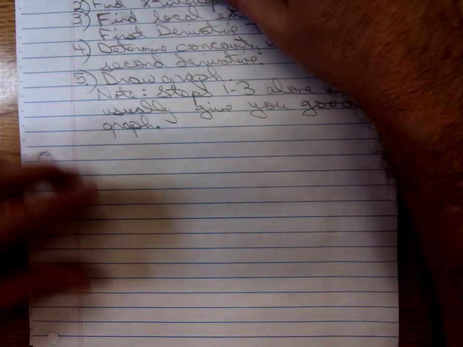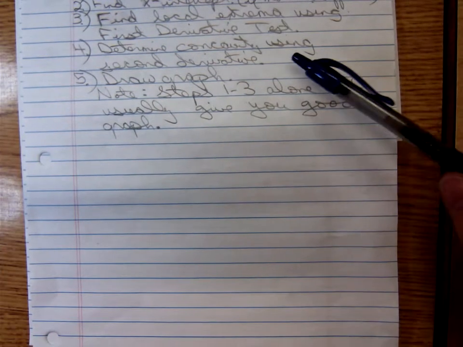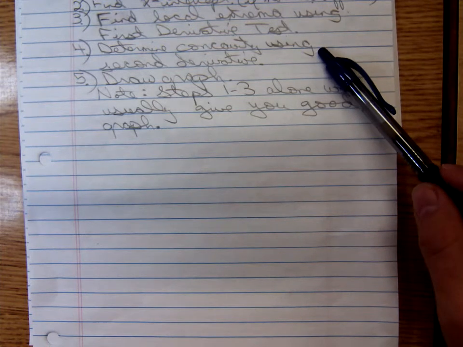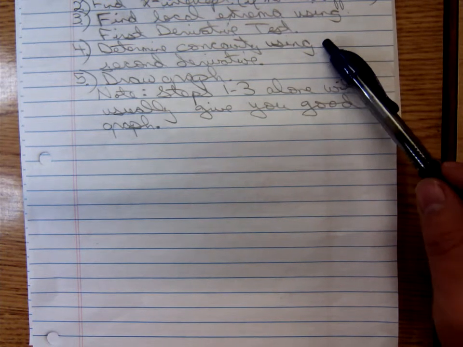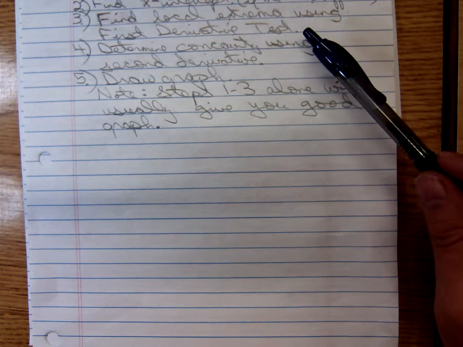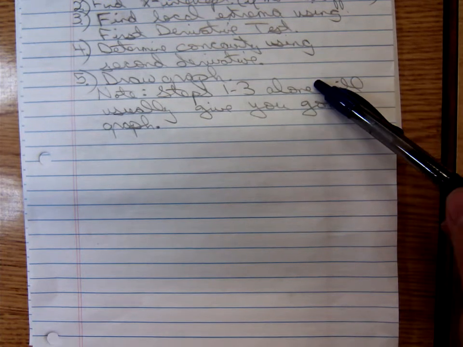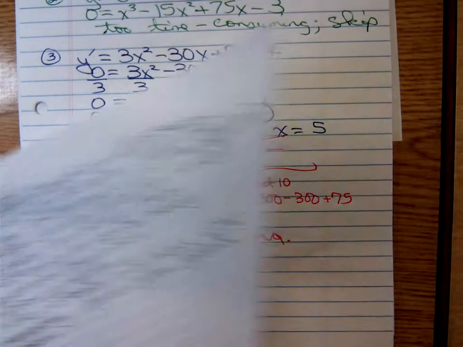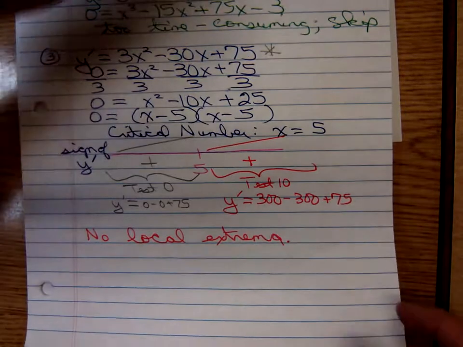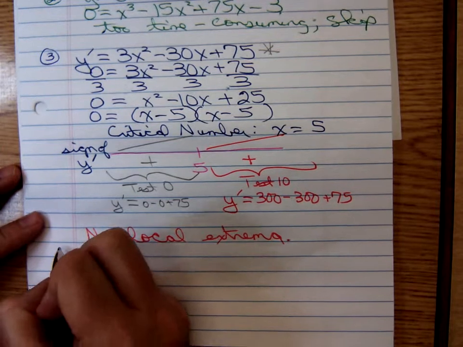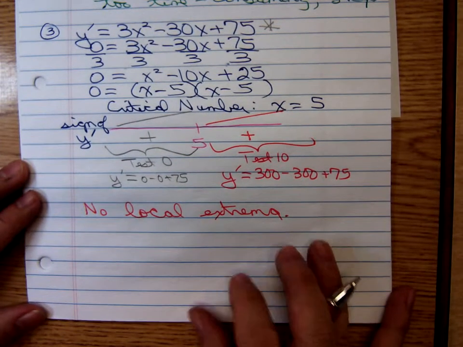Step number 4. Determine concavity using the second derivative. So we'll have to find y double prime. We'll determine concavity, but even without that, we could still get a pretty good picture drawn, okay? But we'll go on to step number 4, concavity. Let's see, do I have room down here? Yeah, I have room down there.